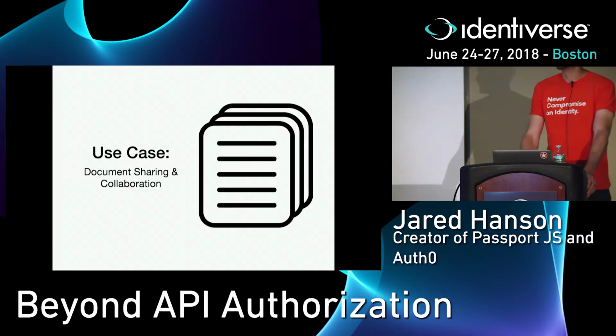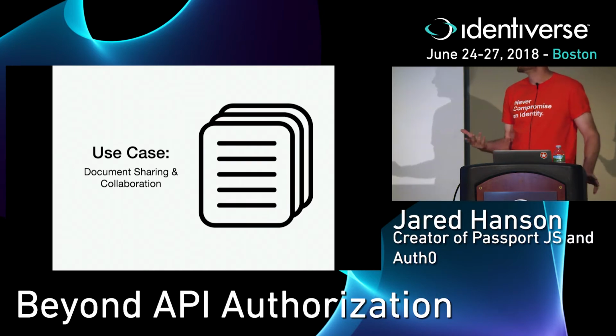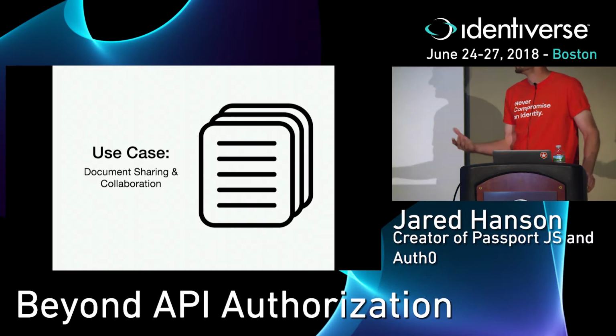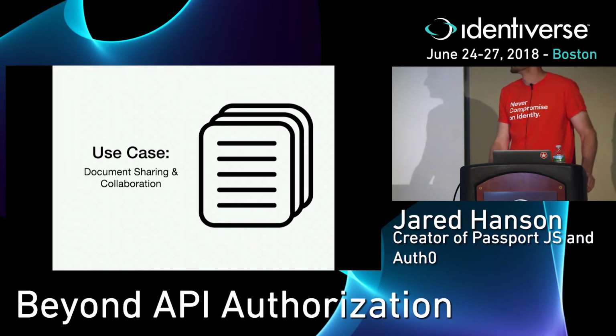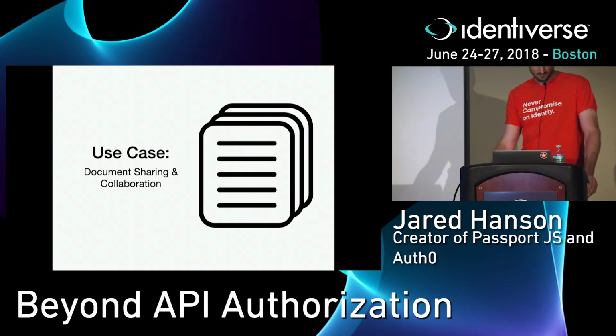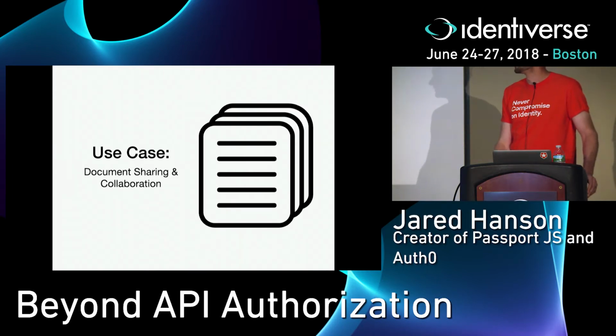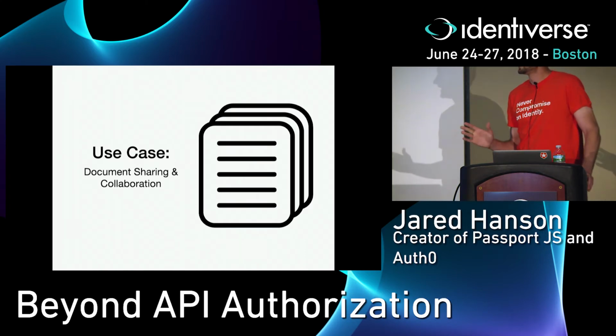We're going to talk about this in the context of a use case, document sharing and collaboration. This isn't particularly relevant. You can translate this to your own application use cases. I just like to use this one because it makes the interactions fairly clear. We're going to look at how you might do this using standard API authorization today. And then we'll look at the ways that that breaks down and the shortcomings and how we might think about solving those shortcomings.